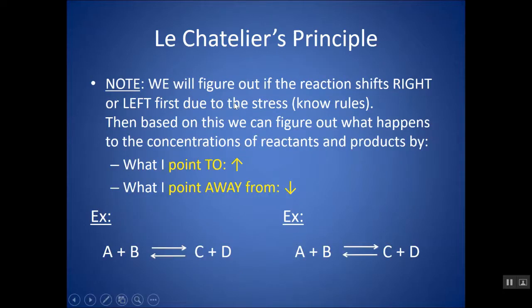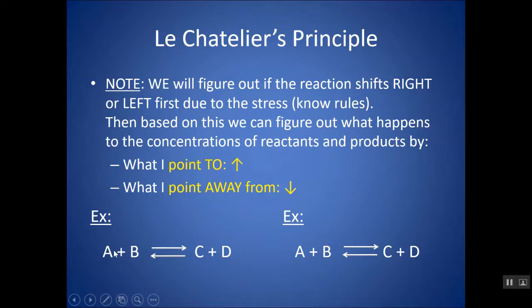So what we're going to do is figure out which way the reaction shifts first based on a stress. We're going to figure out if the reaction shifts to the right, meaning the forward reaction rate would increase, or if it's going to shift to the left, meaning the reverse reaction would go faster than the forward. And then based on this, we can always figure out what happens to concentrations of reactants and products, because whatever I point to is going to be made and go up, and what I point away from is going to go down and get used up over time.